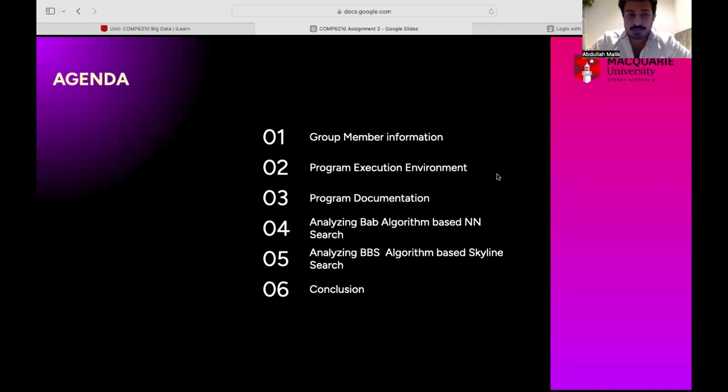Our team divided the project into three major tasks. Task 1, which focused on the nearest neighbor search, was handled by Fozia. Task 2 implemented the skyline search, led by Jay. And Task 3, which I completed, covered the documentation, diagram creation, and analysis of algorithm performance. In this presentation, I will briefly explain the program environment and the documentation, and then go into detail on the diagrams that visually explain how our algorithms work, which will be my main focus.